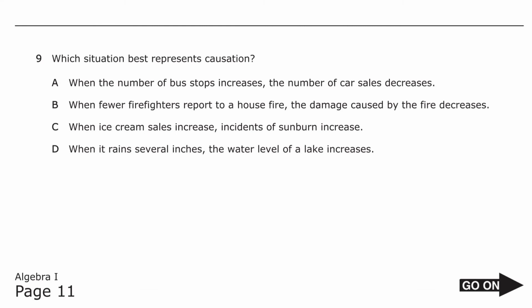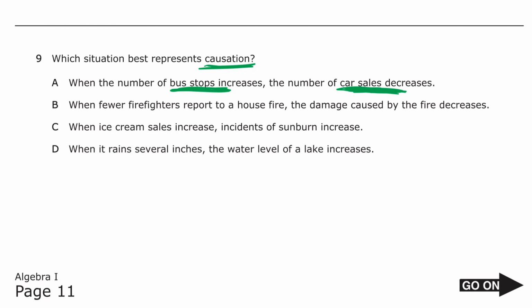All right, number 9. Which one best represents causation? Causation means one thing makes another thing happen. So we would need that vocabulary word. A, in some years, has confused some students because they're talking about bus stops and cars, and the students sometimes think those things would be related. But if they add a few more bus stops, it would not significantly decrease the car sales.